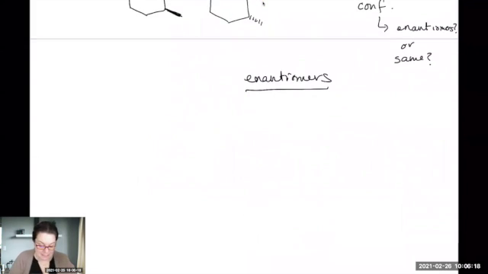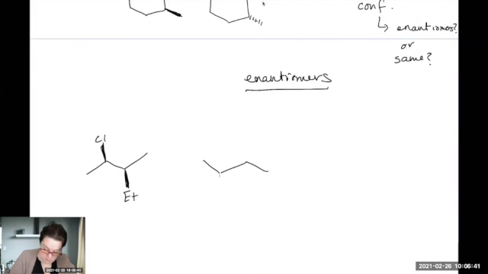I'm going to skip to D because I want to give you C to kind of play with. But I want to jump to D. So here is D. Each of these is going to have an ethyl group and a chloro group drawn off of a butane.